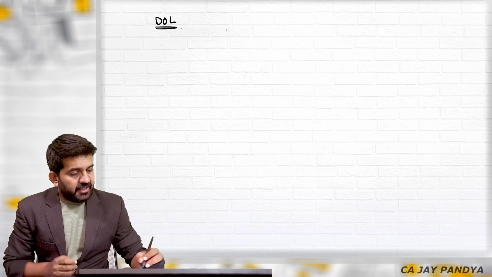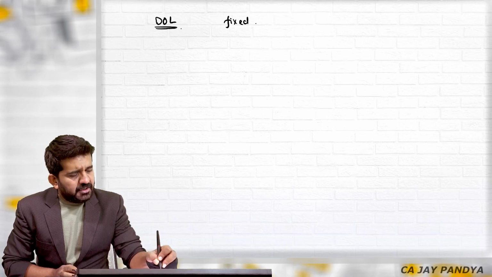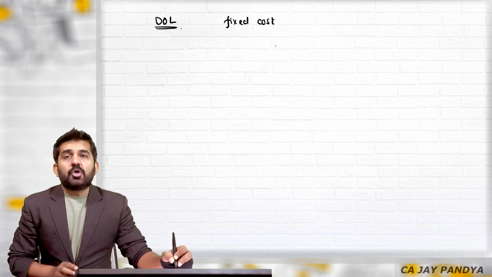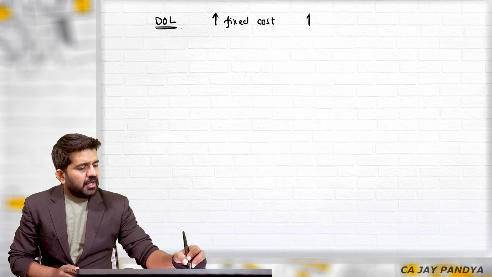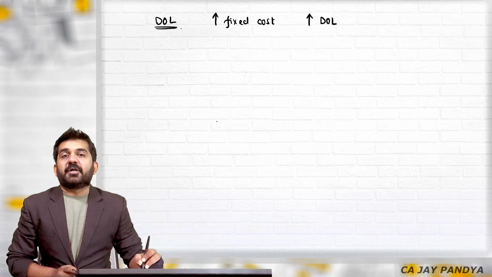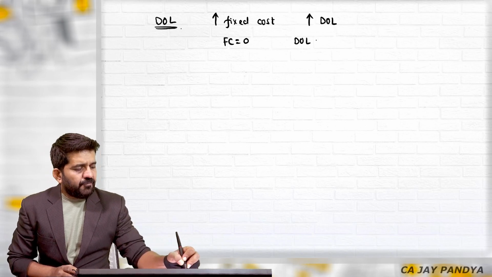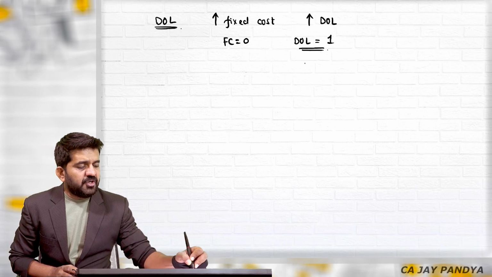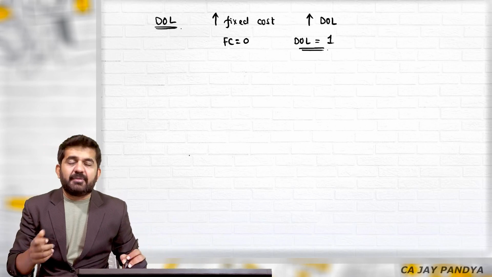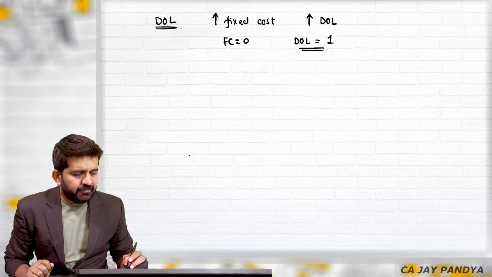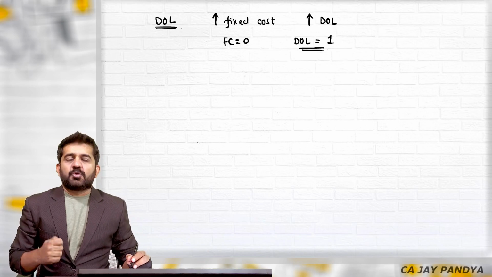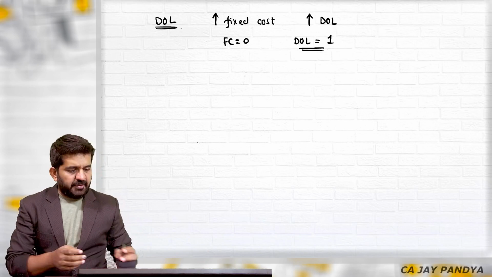We started with understanding degree of operating leverage, and we understood it measures operating risk. And what is operating risk is nothing but fixed cost. So higher the fixed cost, higher will be degree of operating leverage. If a fixed cost is zero, degree of operating leverage will not be zero. Degree of operating leverage 1 basically means there is no degree of operating leverage. So if fixed cost is 0, degree of operating leverage will be 1.